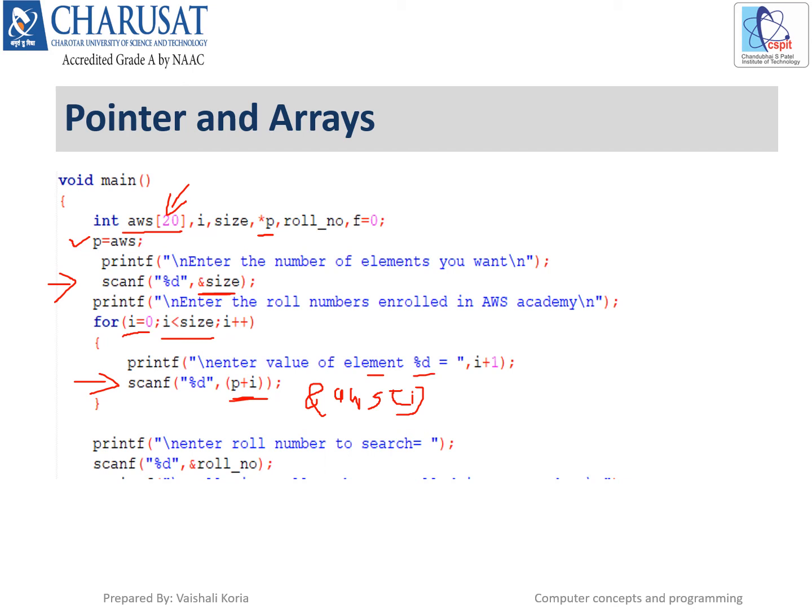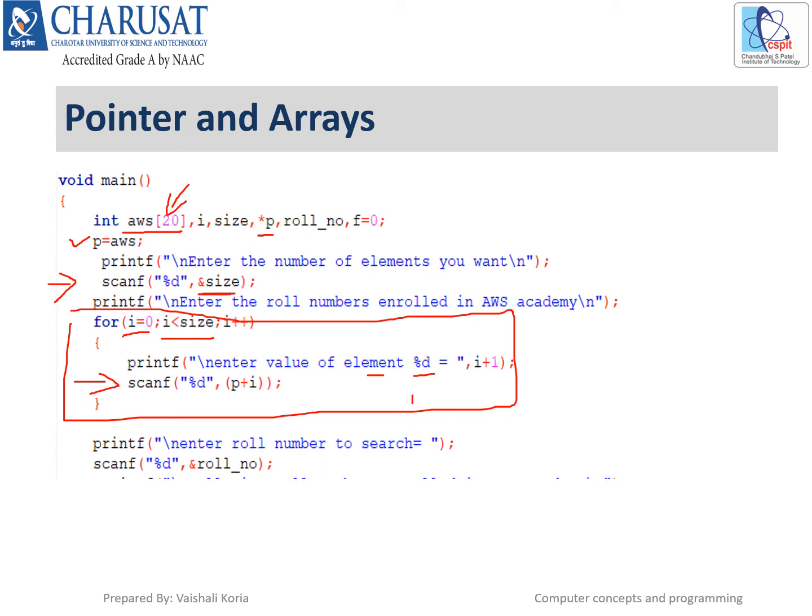So this particular for loop is used to enter the value at runtime from the user, and those values will be stored in the AWS array but using the pointer. We have not used the array name here, we have used the pointer. Okay, so our one input is ready. If we execute this for loop, then we will have a list of the numbers which are enrolled for the AWS Academy.